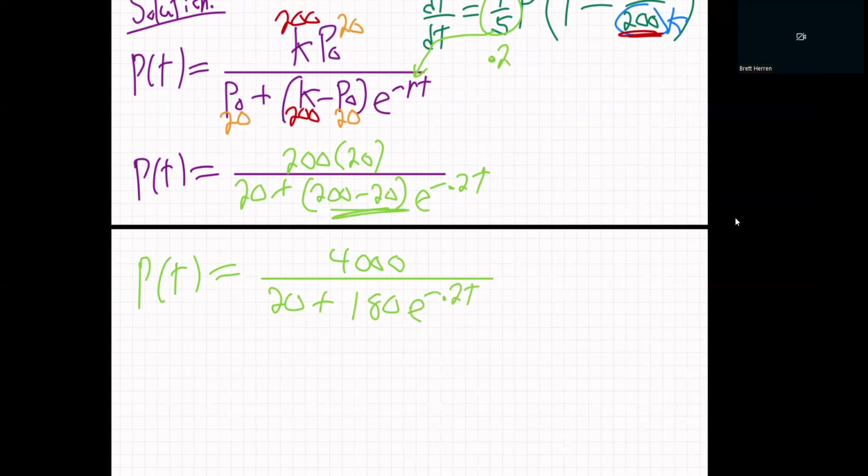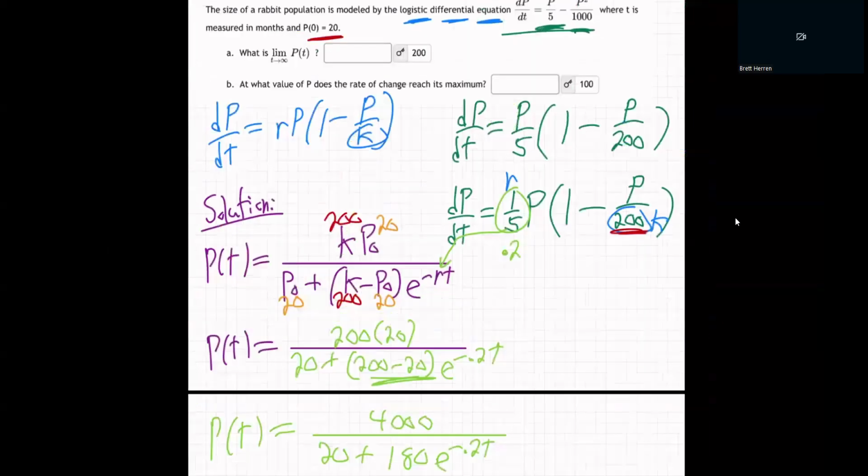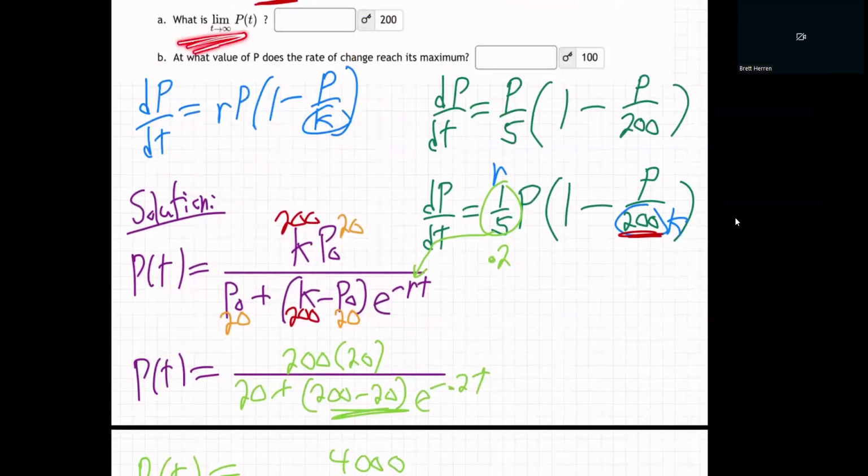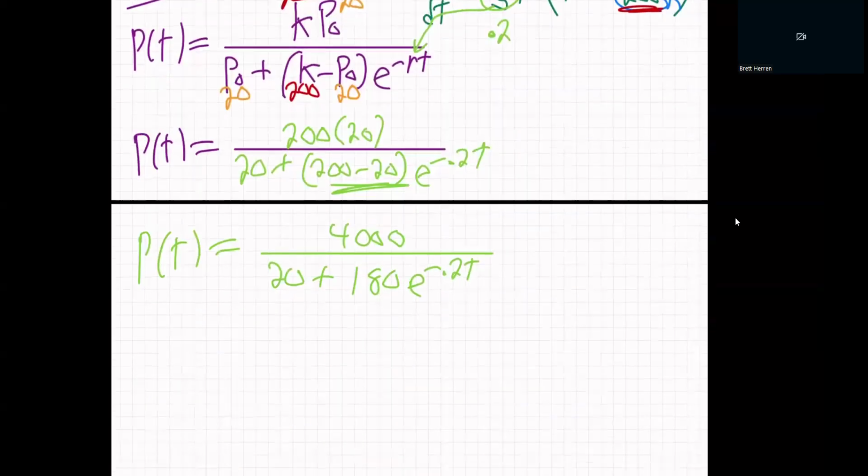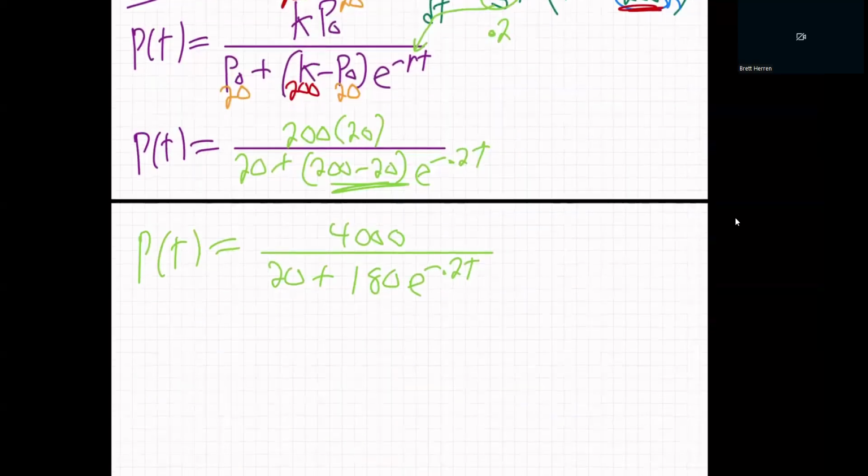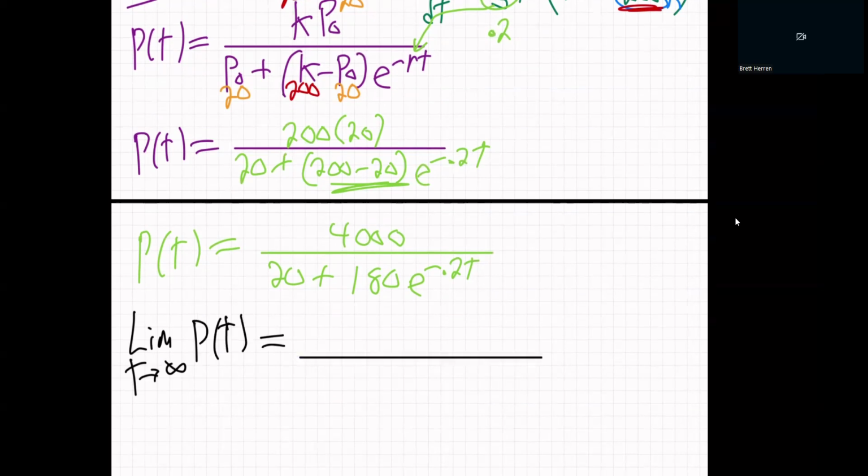That's the solution. Now we can take that solution and say, okay, they're asking what is the limit as t goes to infinity of that P of t? So we can figure that out. The limit as t goes to infinity: what's going to happen to that population after infinite time? What's the eventual state of that population as t goes to infinity? Is that making sense?